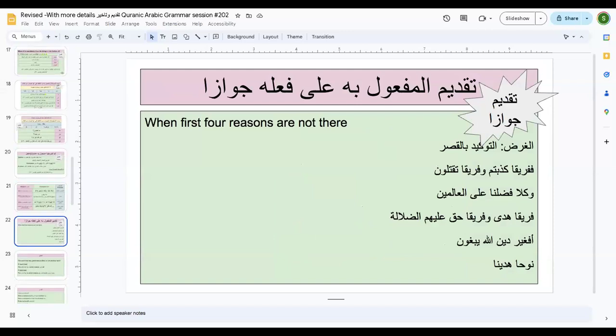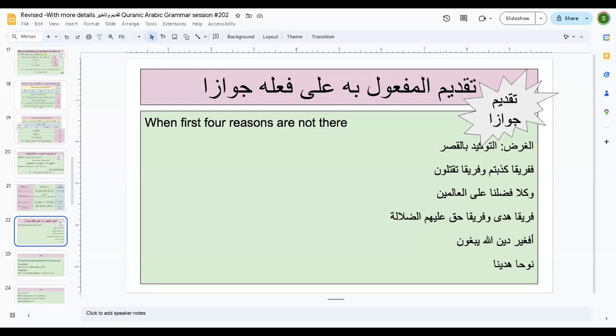Kazzabtum is going to be the fail, wal file, tal file, and the same thing is happening here. Wafarikan taktuluna: fail is mentioned after the maful bihi, and maful bihi has been brought forward. Why is it so? It is done for emphasis.